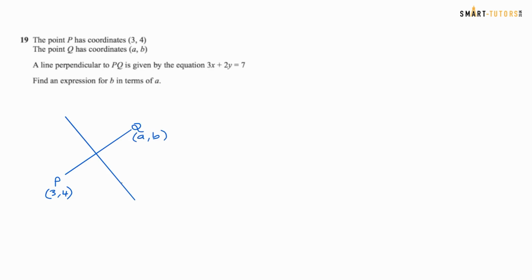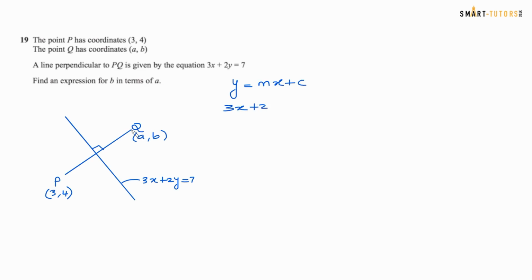A line perpendicular to PQ, so the line, this one is 3x plus 2y equals 7. So it's 90 degrees between these two lines. So first of all, I need to rearrange this 3x plus 2y to get the y equals mx plus c format.